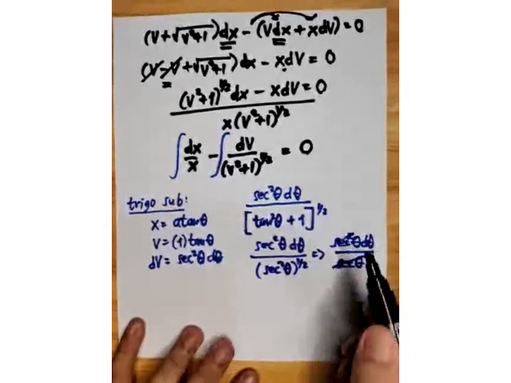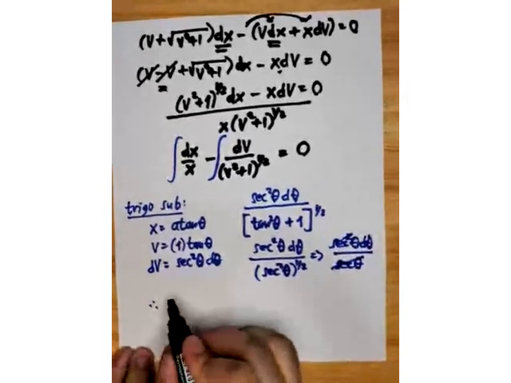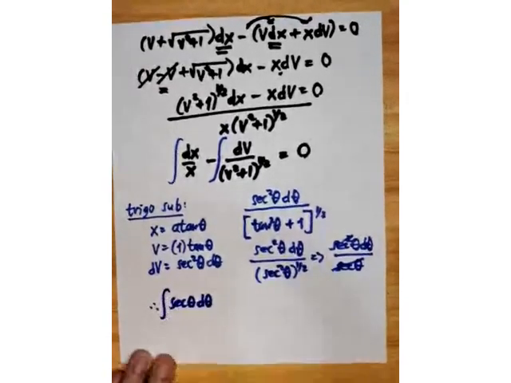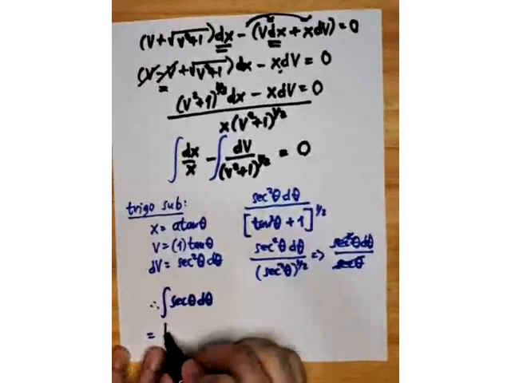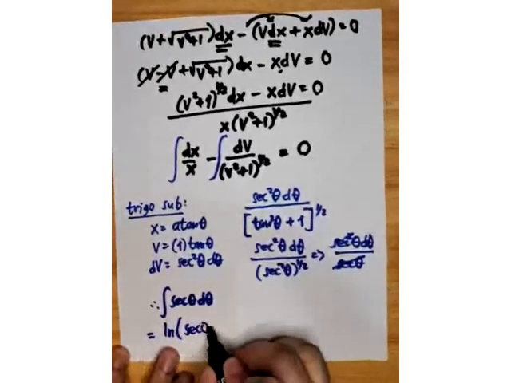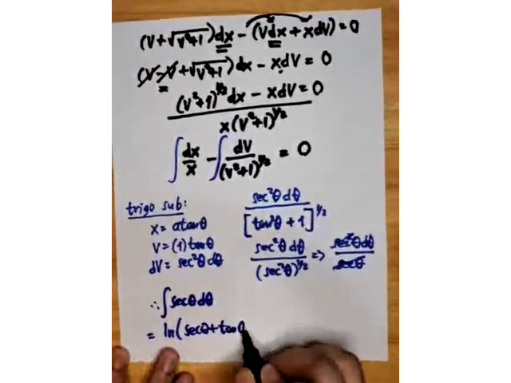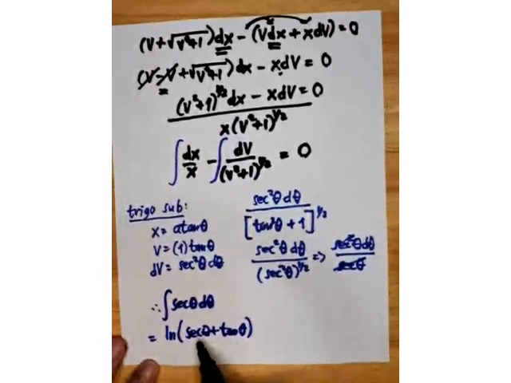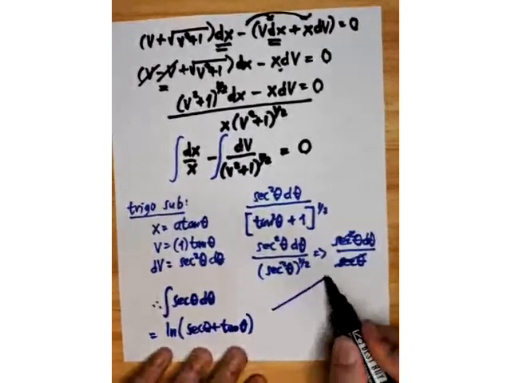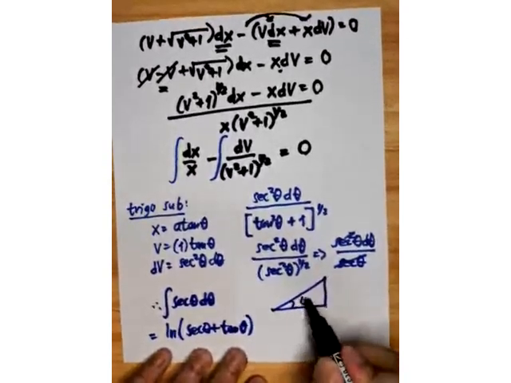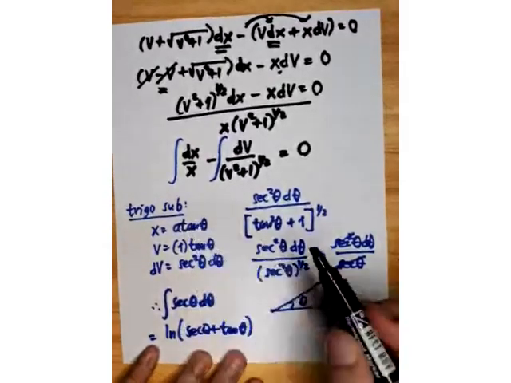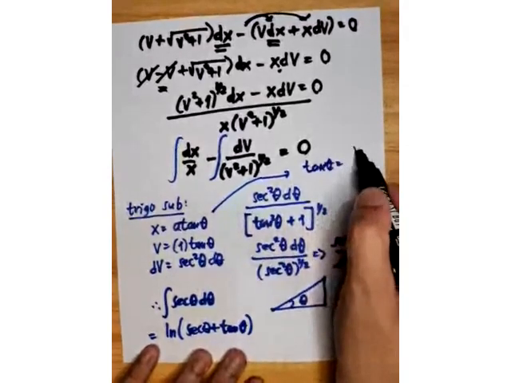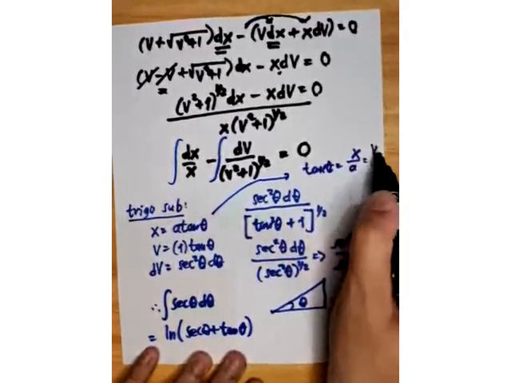So let's cancel. So therefore, we'll have secant theta d theta. If you get the integral, the integral of that is ln of secant theta plus tangent theta. Okay? So wala tayong problema sa tangent theta. Ang problema natin ay secant. So let's transform that from theta to v. If we have the triangle, tangent theta is equal to x over a, or that's equal to v over 1.